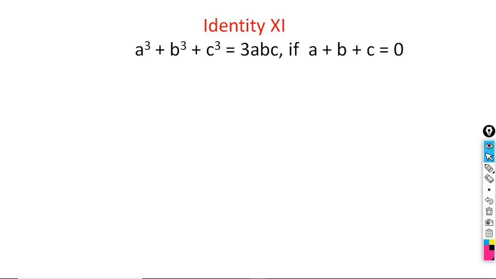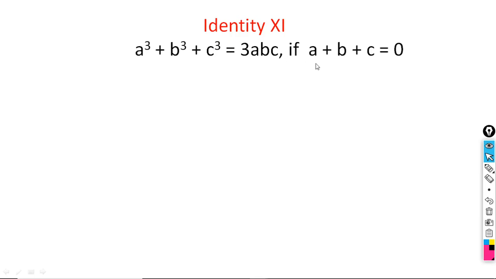Hello students, in this video I am going to discuss the 11th identity, the last identity for class 9. This identity is a condition identity, and it works on a condition. This identity is a cube plus b cube plus c cube, the sum of the cubes of the three terms, and it is always equal to 3abc.